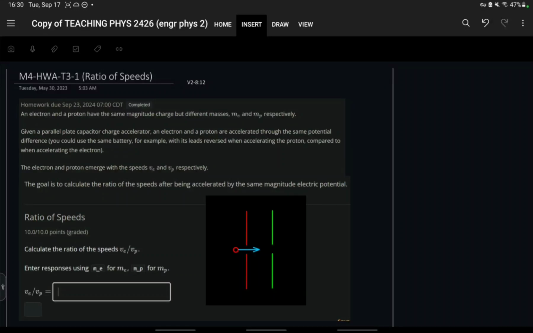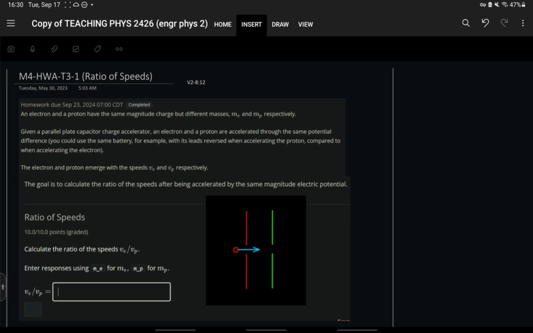Hello, we're looking at Module 4, Homework A, Tab 3, Part 1, Ratio of Speeds. We are asked to calculate the ratio of the speeds, lowercase v sub e and lowercase v sub p, of an electron and a proton after they have been accelerated through the same potential difference in a parallel plate capacitor. The masses of the electron and proton are lowercase m sub e and lowercase m sub p respectively, and both have the same magnitude of charge but opposite signs.